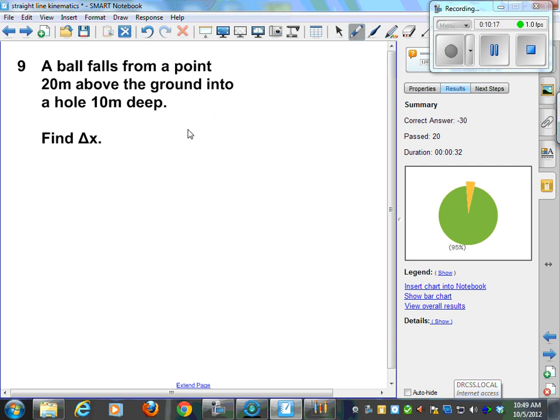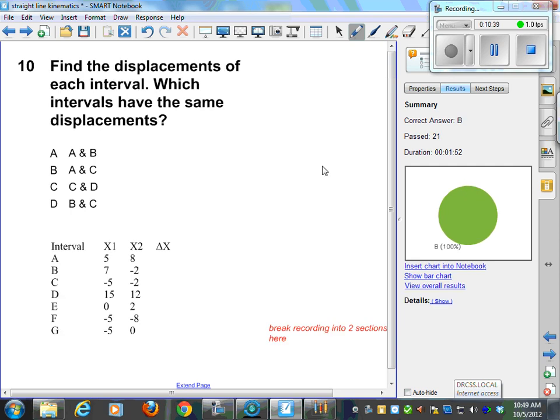Now, this is one of my favorite questions. A ball falls from a point 20 meters above the ground into a hole 10 meters deep, and you guys did pretty well. That's good. -30, because we go from +20 to -10, so it's -10, -20, or -30. Good. And now, which ones have the same displacements? B. Everybody got it right. A and C. Awesome.